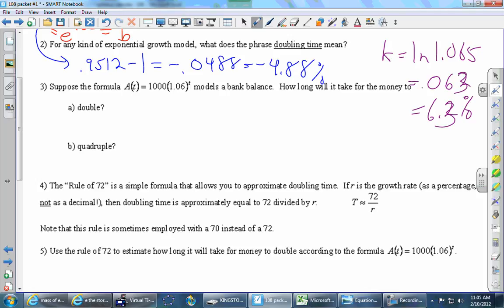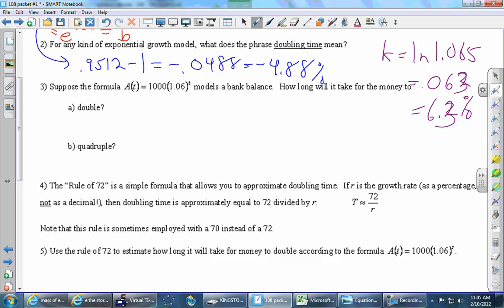Okay, so let's first think about the formula. What's the principal in that formula? $1,000. What's the interest rate? 6%. Is that continuous compounding? No. Is that monthly compounding? That's yearly compounding. That's what that formula is telling me.